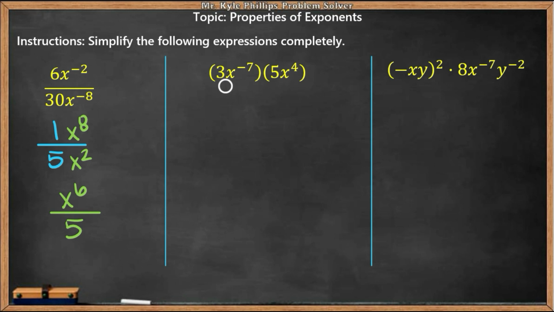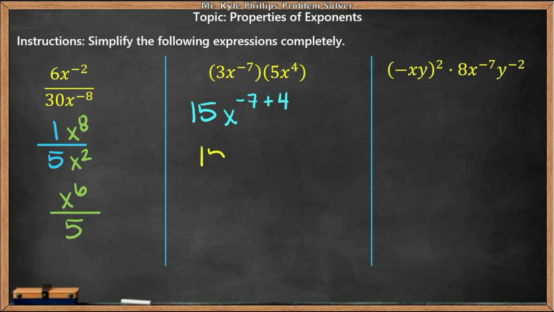Now, remember here with an example like this, we are multiplying, so we have to use the product rule. So the product rule says whatever your coefficients are, multiply them. So 3 times 5, that's going to give me 15. And when you are multiplying with exponents, you add. So here I have x to the negative 7 plus 4. So now I have to simplify this.